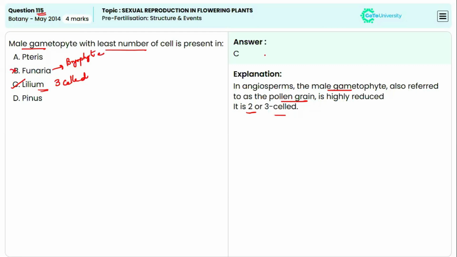Now, as we proceed from the thallophytes to angiosperms, there is a reduction in the gametophytic generation. They became more and more dependent on the sporophyte. So in each of the plant groups that succeeded bryophytes, the gametophyte became less and less prominent. So in angiosperms like lilium, the male gametophyte, that is the pollen grain, is highly reduced and is only a three cell structure. So the correct answer is option C, lilium.